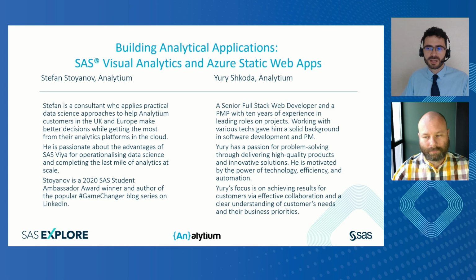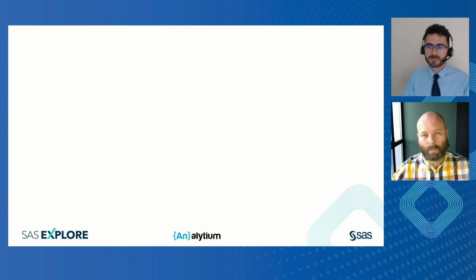My name is Stefan Stoyanov. I'm a data scientist at Analytical Group, which is an analytics consultancy and SAS partner. Today I'm joined by my colleague Yuri Shkoda, development team lead, who is experienced in technologies and frameworks such as JavaScript, React, and DevOps. Yuri and I work as a team to conceptualize, plan, build, and deliver analytical web apps that solve specific requirements and business problems for our clients.